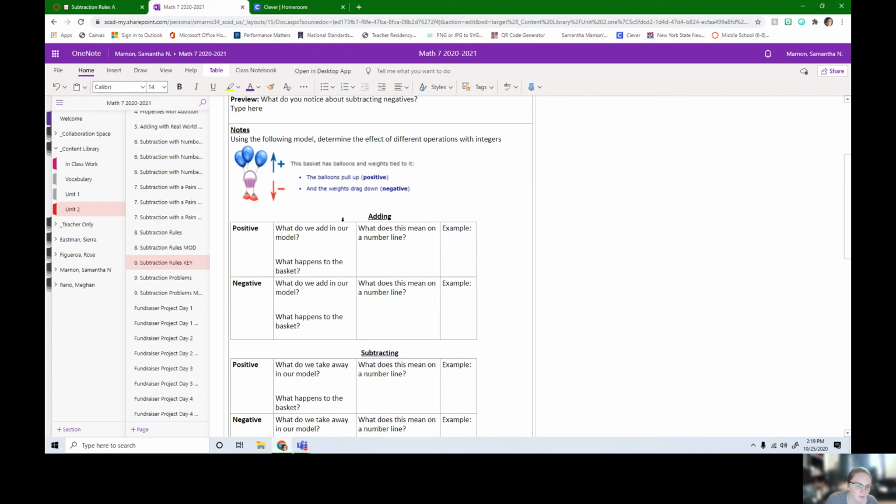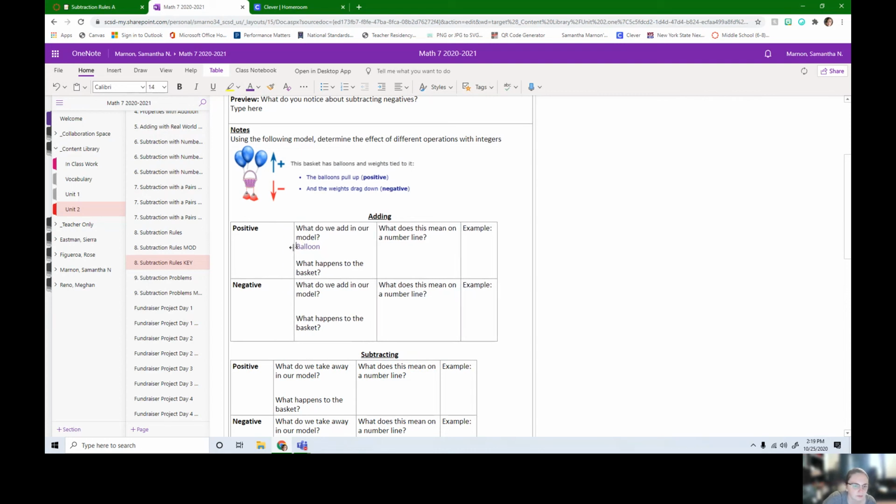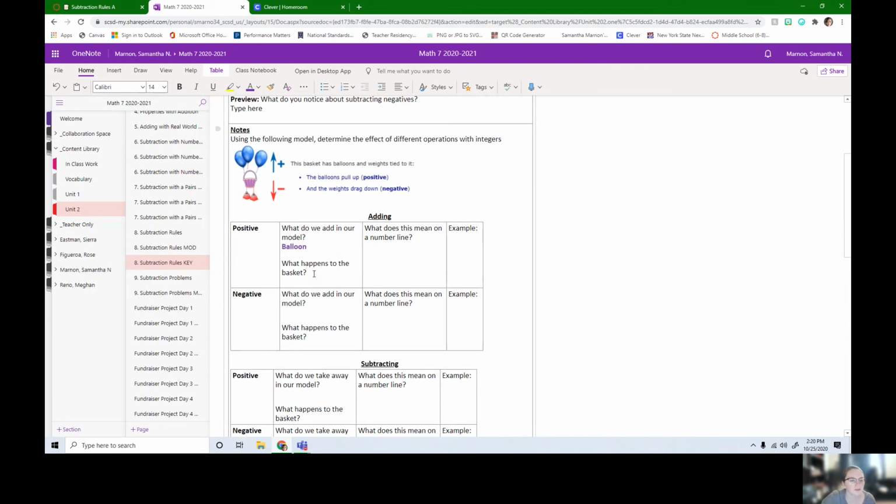So what do we add in our model? We're going to add a balloon to add a positive. I think I'm also going to make this bold so I can see it. When you add a balloon to this basket, what's going to happen? If you want to do this on your own, what's going to happen? It goes up. On the number line, going up is the same as going right, or moves right.